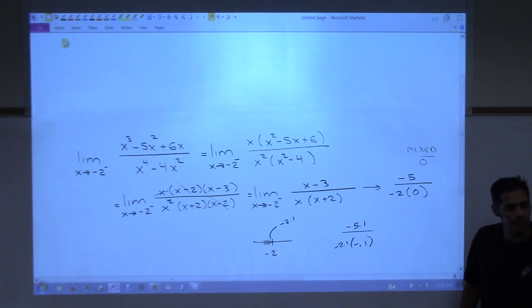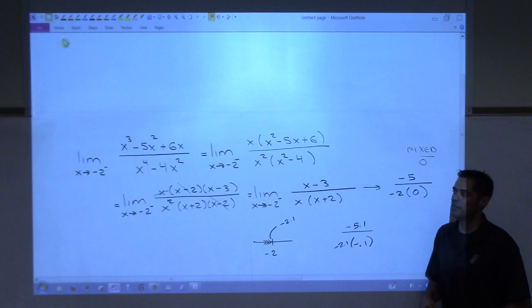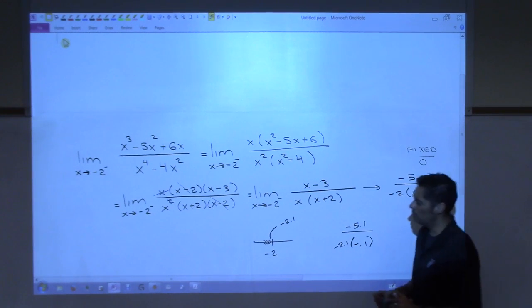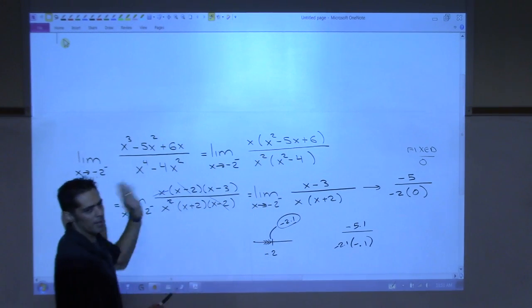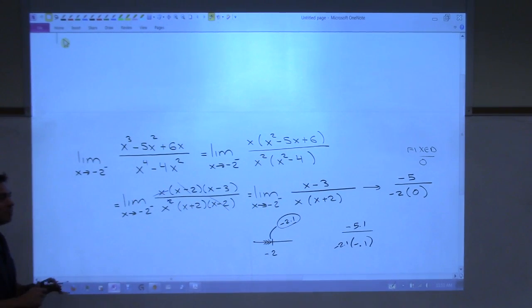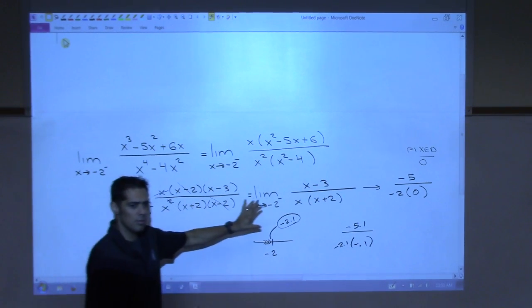Question: on the test, are you going to want us to factor it all out? What I don't want to see is a student just pick a number like this and just plug it into everything. Okay? I want you to identify where the issue lies.